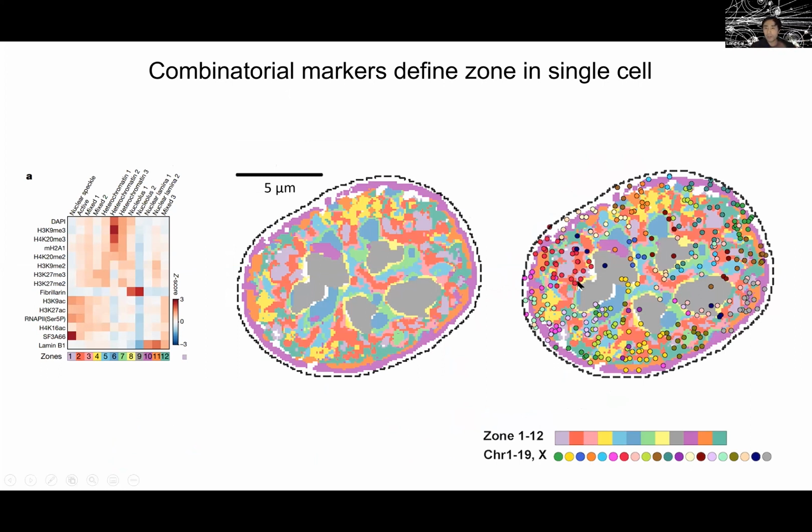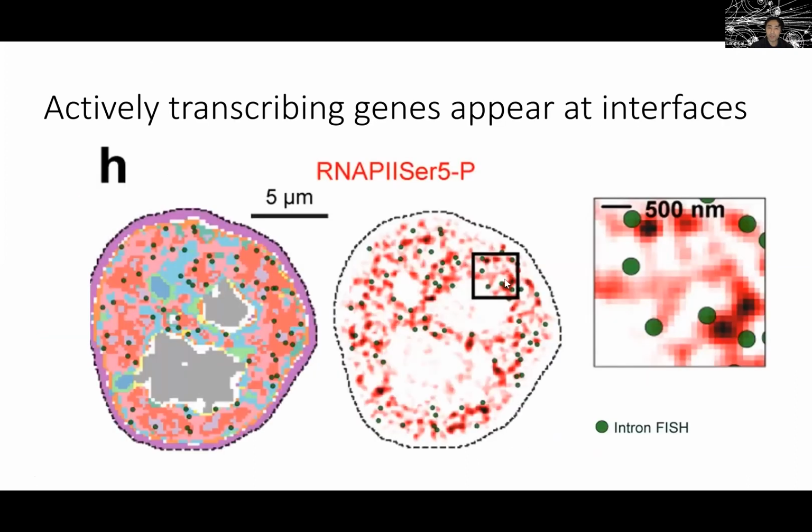And when you put the DNA on top of that, you see that actually, the DNA exists mostly on the interfaces between these distinct zones. And this is really clear if you look at the active genes. So, we look at the active genes by targeting intron, which tells you the genes are bursting at that given time. And you can see they basically live very much on the interfaces.